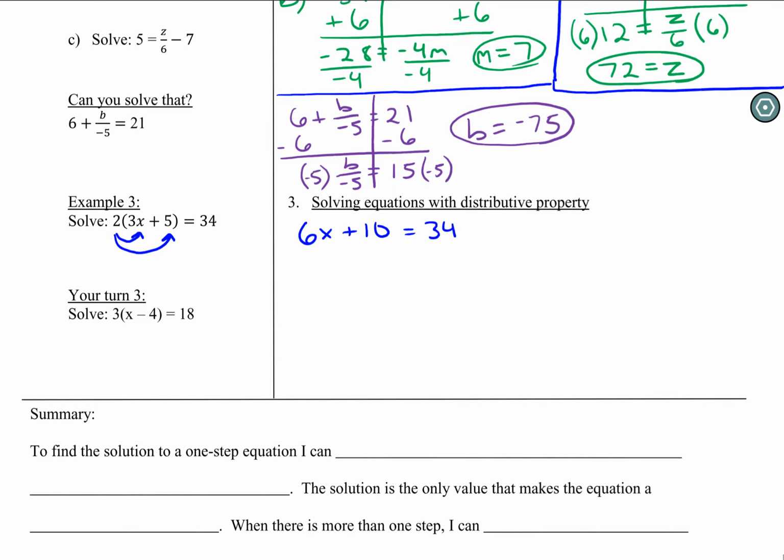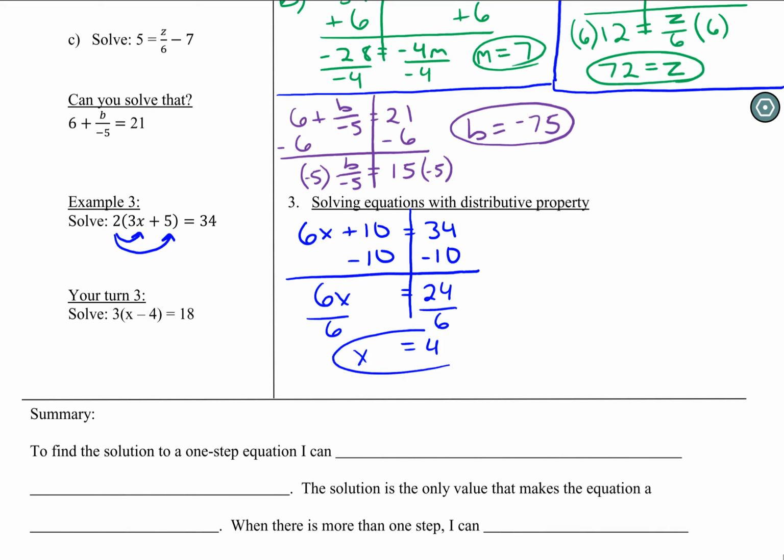Now we have something that's pretty familiar, a 2-step equation. So draw your line. Subtract 10 from both sides. That leaves you with 6x is equal to 24. And then divide both sides by 6. X is equal to 4.